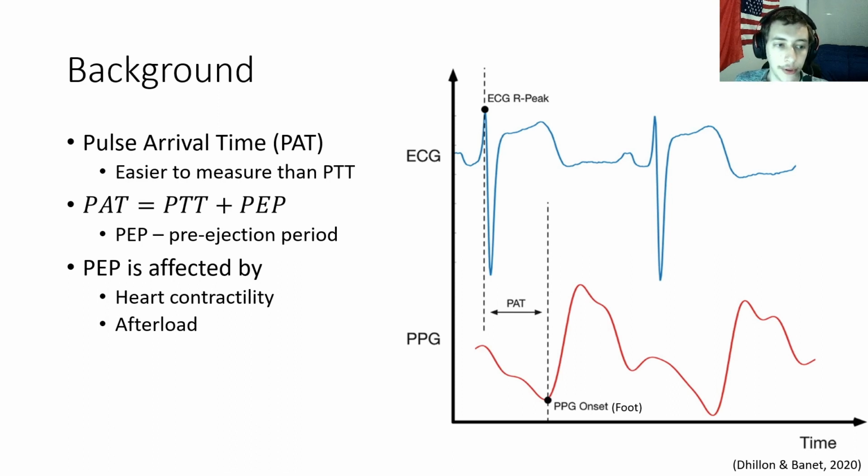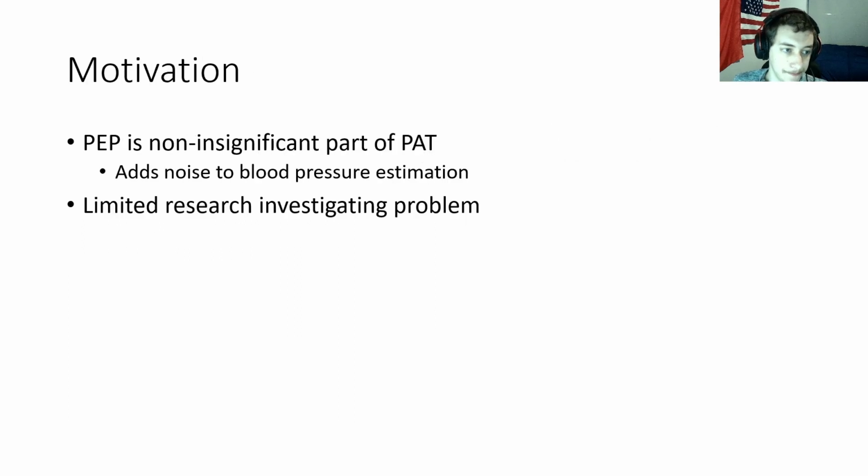However, the problem is that this new PAT, or pulse arrival time, has a little PEP, or pre-ejection period, added onto it, which is the time that it takes between the R peak on the ECG and blood exiting the heart. And this PEP is noisy because it can be affected by heart contractility as well as afterload, which is the pressure that the heart has to overcome inside the ventricles when it's pumping.